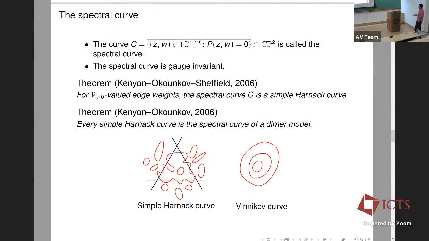Simple Harnack curves have the other extreme of topology. There is one big oval, which is the only one that intersects the toric divisor, and all the other ovals are spread out, and none of them are nested. So it's another topology for this real algebraic curve. And it turns out that more is true. Every simple Harnack curve arises as a spectral curve of a dimer model. So the spectral curves of dimer models are exactly the class of simple Harnack curves. And this has amazing consequences for the probability, for the statistical mechanics of this model.